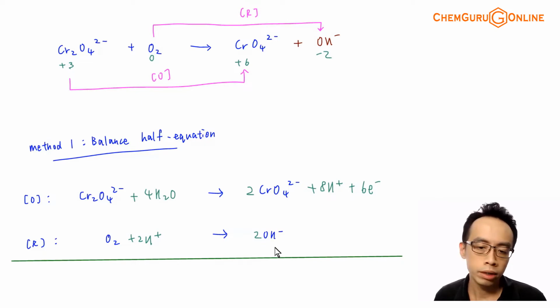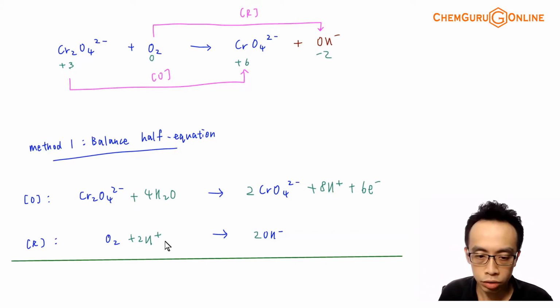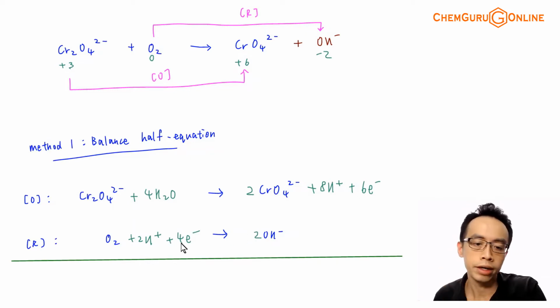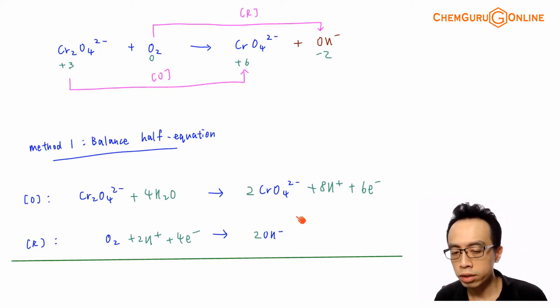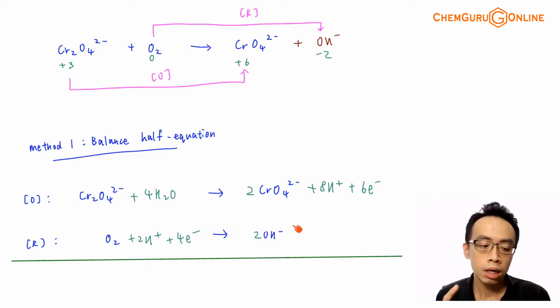I have 2 minus charges on the right hand side. Left hand side it is a +2 charge. So I should be adding electrons on the left hand side. Number of electrons we should be adding is 4 electrons. So that on the left hand side will be a -2 charge. On the right hand side is also a -2 charge. Again, you notice what we are doing here is we're just using the 4 steps to balance the half equation: balance the element, balance oxygen using water, balance hydrogen using H+, balance charge using electron.